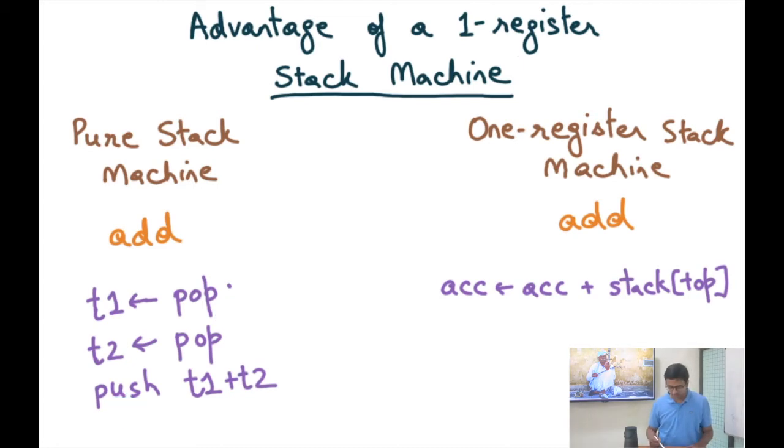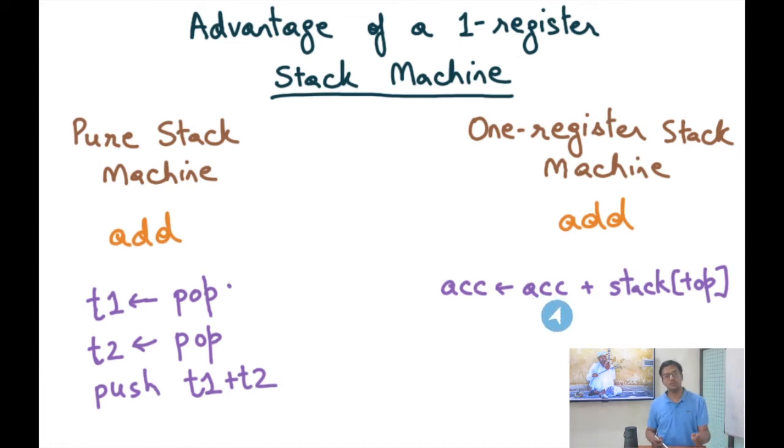On the other hand, in a one register stack machine, the add would have different semantics. Notice that we are assuming that the top one location of the stack is already in the register, which we are also calling the accumulator, and I'm using the ACC abbreviation to represent the accumulator. And the semantics of the add opcode are: accumulator is assigned accumulator plus stack top. All right, so it has very different semantics. First of all, it is storing the result in the accumulator itself. It's not actually storing the result on the top of the stack.